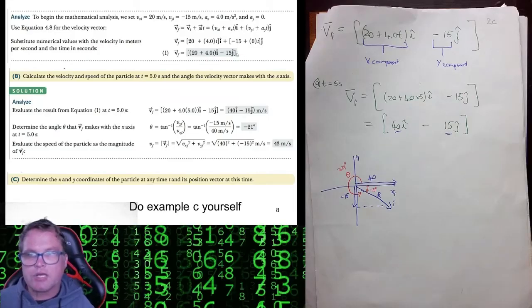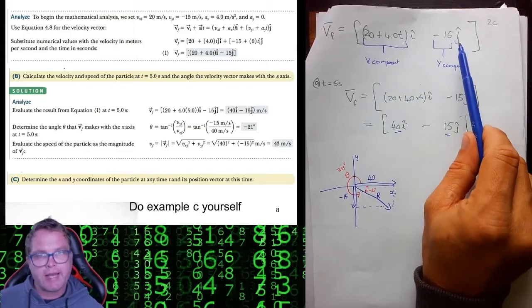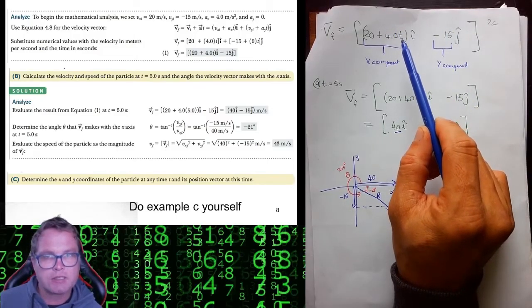Secondly, we're asked to calculate the velocity and the speed of the particle at t equals 5 seconds and the angle the velocity makes with the x-axis. For us to perform this calculation, we note that the expression we've just derived for the velocity in general is this expression given here. You can see it depends on time, right? It's going to change with time. We have a t there.